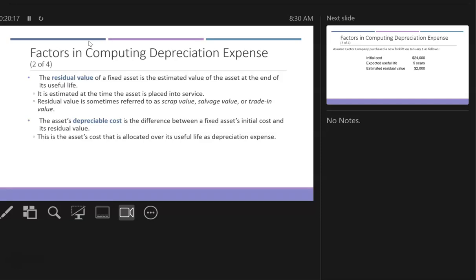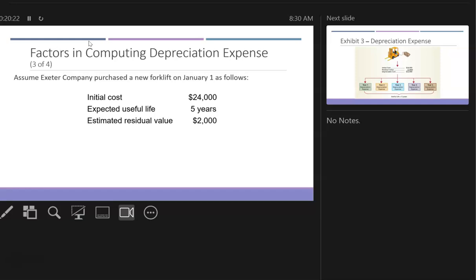So let's just think of a truck. Let's assume a company purchases a truck because they're using it in their normal operations. They're going to estimate how long they think that truck is going to be in business for, how long they'll be able to utilize it. What they estimate that amount of time to be is how long they'll depreciate it.